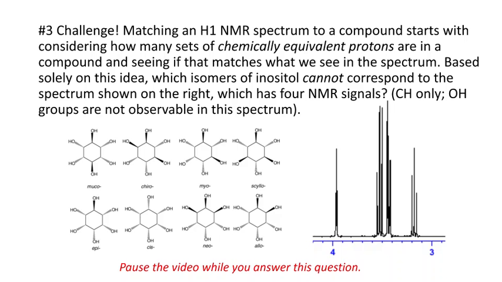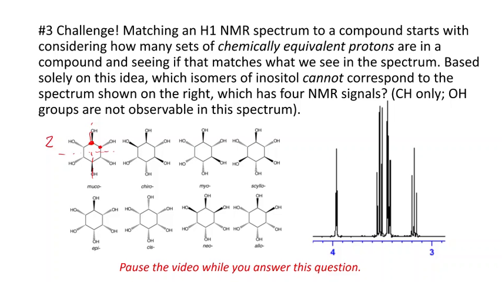Okay, in this first compound, we notice, first of all, that there's a plane of symmetry going this way, and there's also a plane of symmetry going this way. So everything on the top is the same as everything on the bottom, and everything on the right is the same as everything on the left. Well, that means that we have a signal for this one and a signal for this one, and that's it. There's just 2 different kinds of hydrogens here.